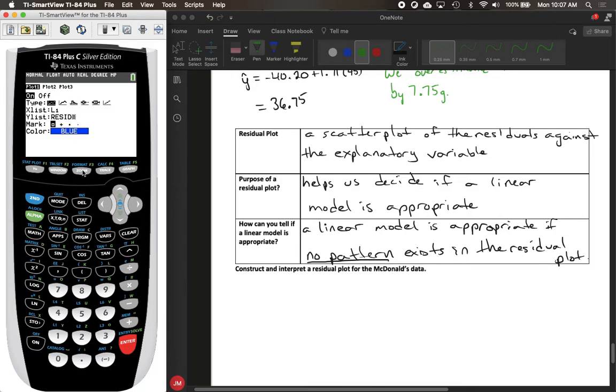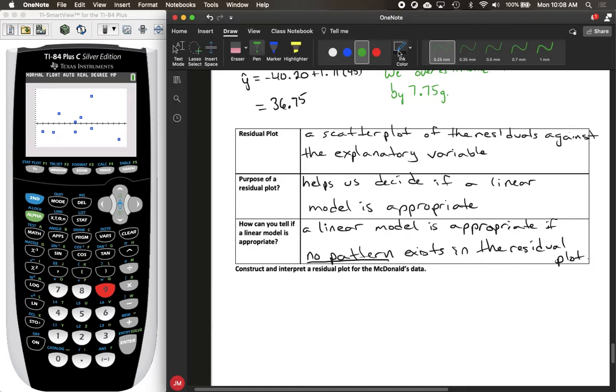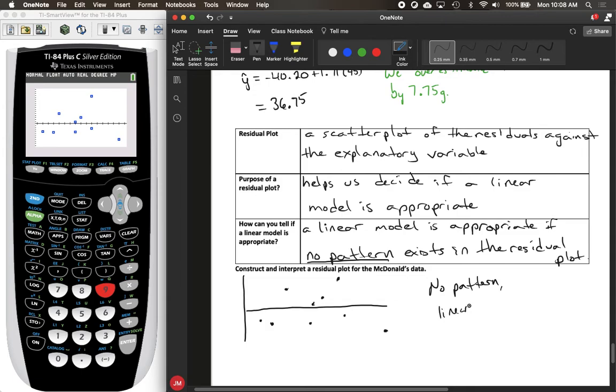Once you've done that, we're going to go back to Zoom, choose option 9 for Zoom Stat, and your data should look something kind of like this. So for our residual plot, we're going to go ahead and just sketch what that looks like, and then we'll do our interpretation of that. So we've got a couple points that were below, so these would have been underestimates, and then above, and so on, looking something kind of like this. And I would say that there is no pattern to the data, so a linear model would be appropriate.